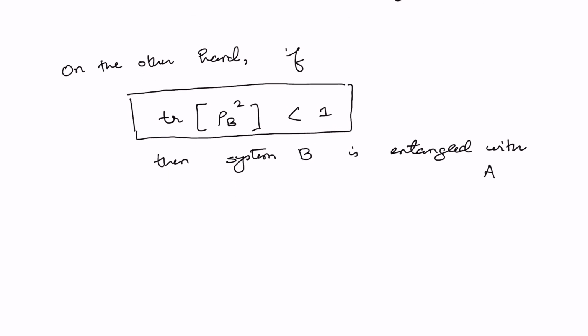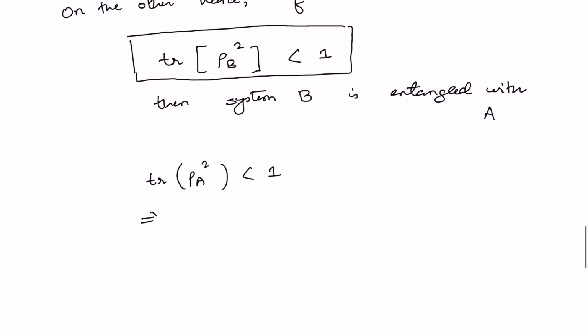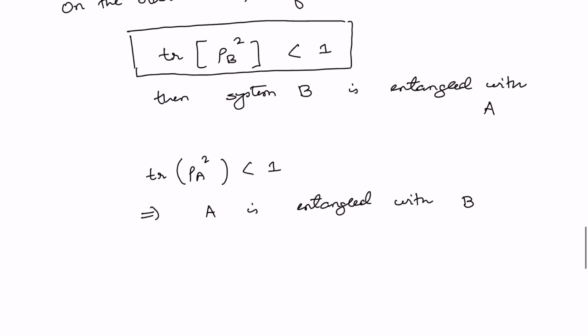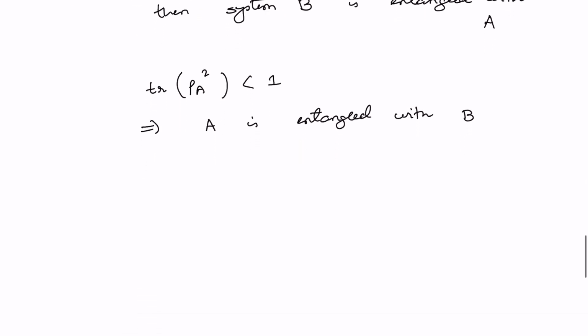And similarly, if you find that trace rho A squared is less than 1, that implies A is entangled with the subsystem B. Okay, now let me discuss a few measures of quantum entanglement. These measures give us a quantification procedure to know how much two systems are entangled with one another.